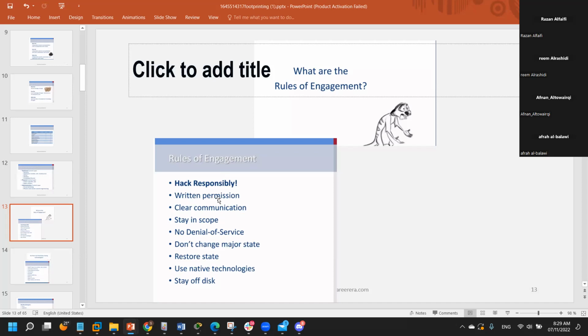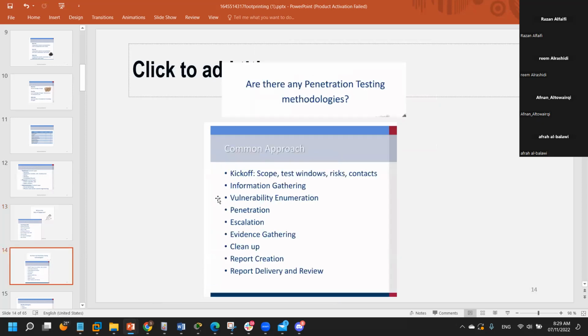You need to have clear communication with your client. Okay, you need to specify what timing you're going to do this testing. So all this stuff you need to have before you start to engage with the system. So that is the so-called rules of engagement. Of course, they start saying don't do denial of service attacks and all this other stuff that's agreed about.